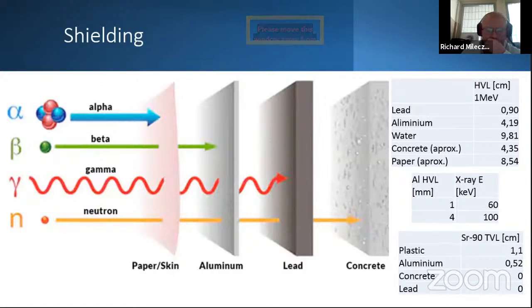In the middle table, you can see HVL values at different energies. Unsurprisingly, if the energy of the radiation increases, the HVL value increases as well, showing that it's harder to attenuate the radiation. In the bottom table, we can see HVL values associated with shielding against strontium-90, showing that it is much easier to defend against beta radiation than, for example, gamma.